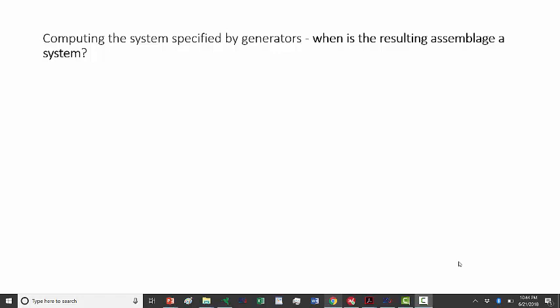So now we have an idea of how to compute the system input-output function specified by generators. But now the question is, when is this resulting concept a real system?